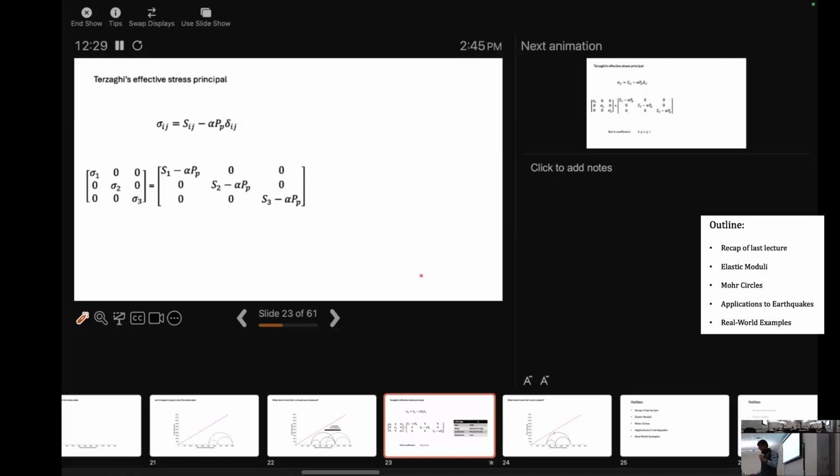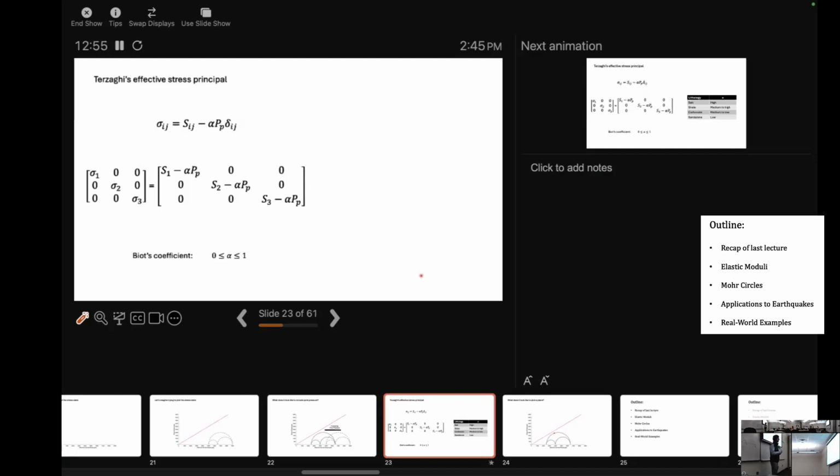And what is alpha? So we know pore pressure. Pore pressure is a force over area, but it's a scalar quantity. It doesn't have a directionality associated with it. And it's the pressure of the fluid inside the rock matrix. So alpha is Biot's coefficient, and it varies between 0 and 1.